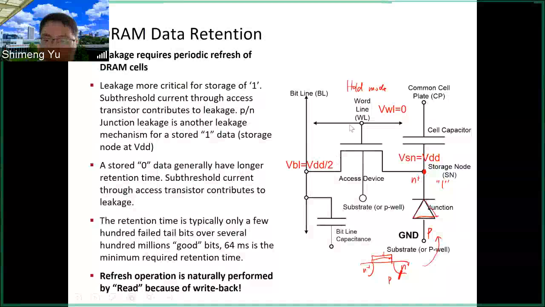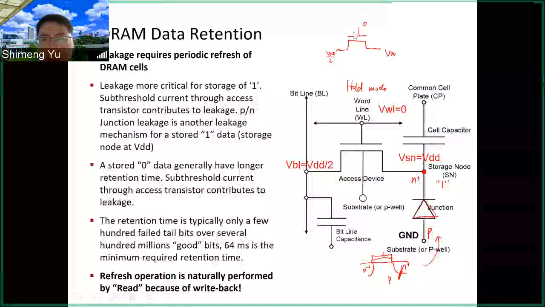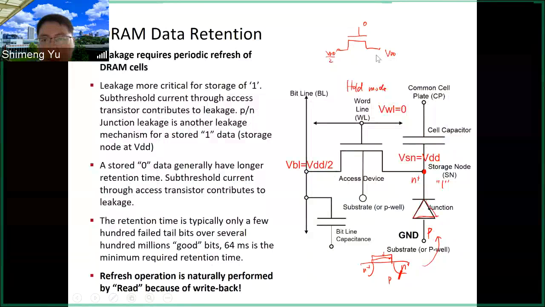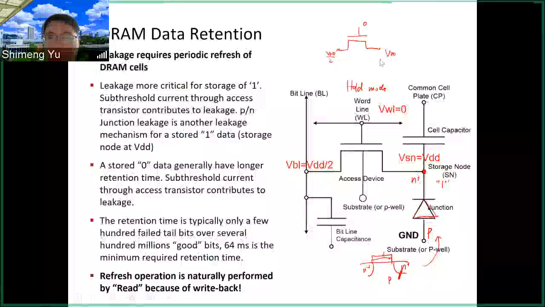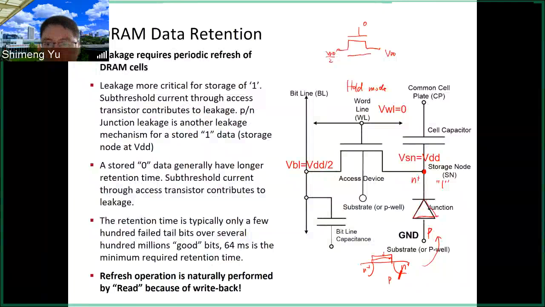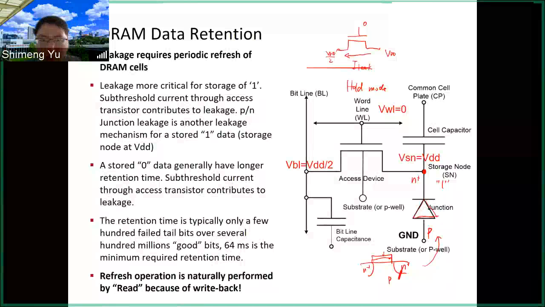Why? If you look at this transistor, it's in the subthreshold region, because the gate is 0, but the source and the drain are non-zero. So this transistor is like this: this is 0, this is the VDD, and this is half VDD. This is normally off because the VGS here is negative, but the VDS is non-zero. So still you have the leakage current from the drain to the source.